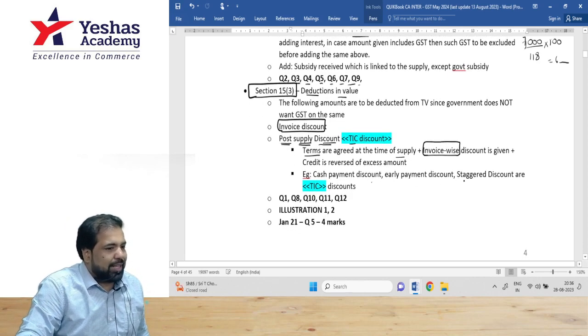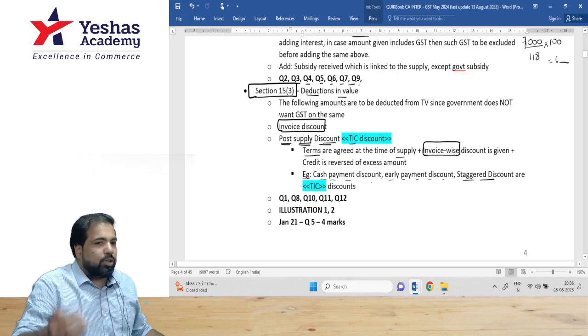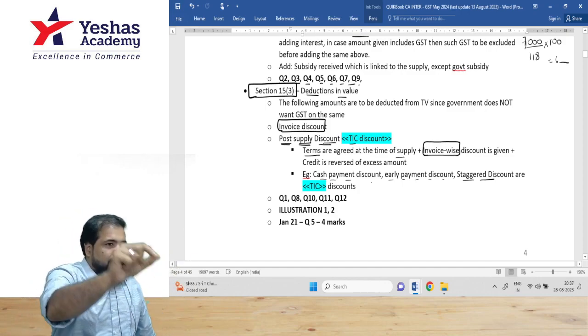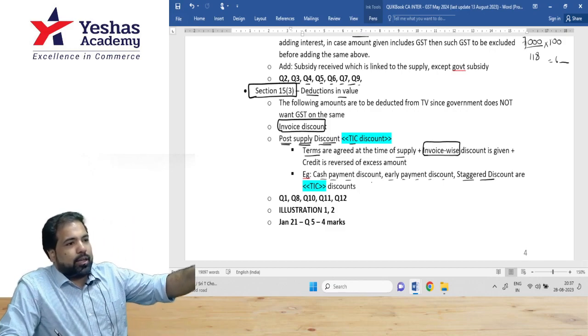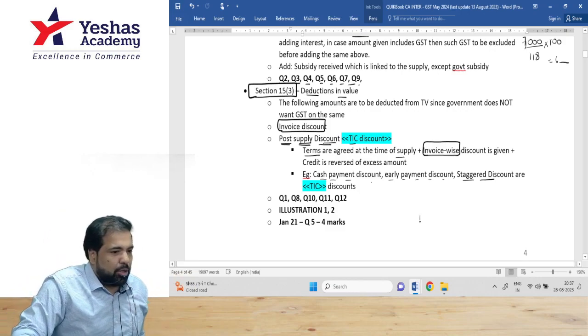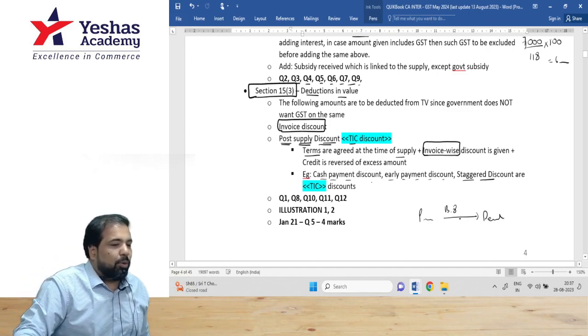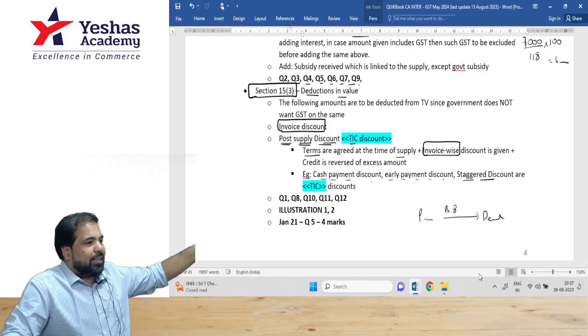Guys, discounts like staggered discount, cash payment discount, early payment discount, turnover discount, any discount, guys, doesn't matter the name. Just check for the terms. If the terms have been agreed, then minus it. If the terms are not agreed, guys, this is a company called Parle G. They are selling biscuits to dealers. They sell the biscuits for 8 rupees. How much, guys? But the Parle G biscuits, something is wrong with it, guys, and they want to reduce it later on. Can they do that? No. But what if it's agreed at the time of supply?